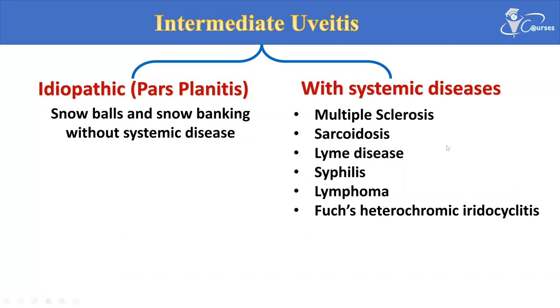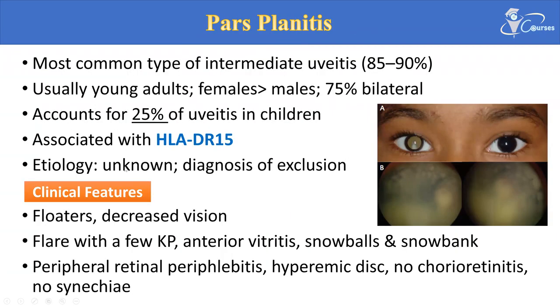Okay, so we discussed some of these diseases, Fuchs heterochromic iridocyclitis. The remaining systemic diseases will be discussed in the posterior uveitis section. So we will discuss now pars planitis, or the idiopathic intermediate uveitis.